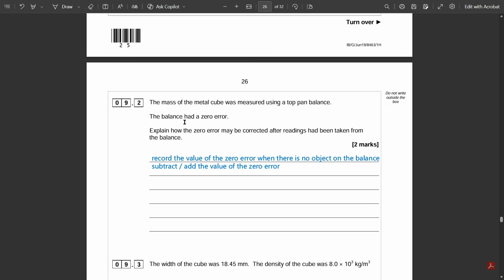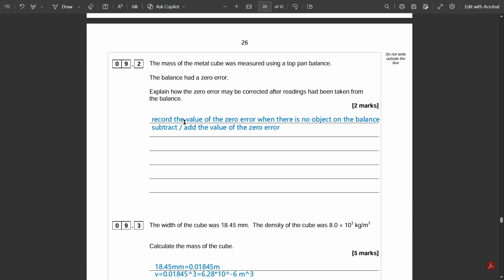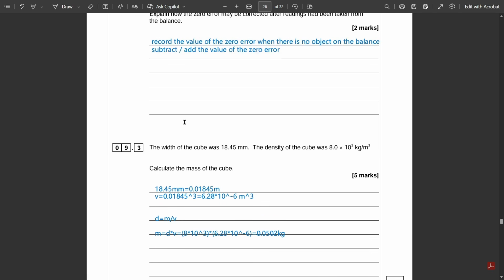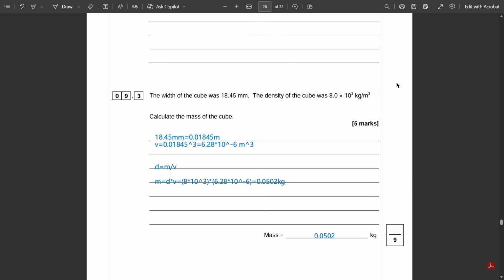And then for 9.3, the width of the cube was 18.45 millimeters and the density of the cube was 8 times 10 to the 3 kilograms per meter cubed. And then we're asked to calculate the mass of the cube. Now you could convert it to meters, or you could do it in millimeters cubed, then convert it to meters cubed at the end, but then you'd have to divide by 1,000 cubed because of how scale factors work in terms of area and volume.